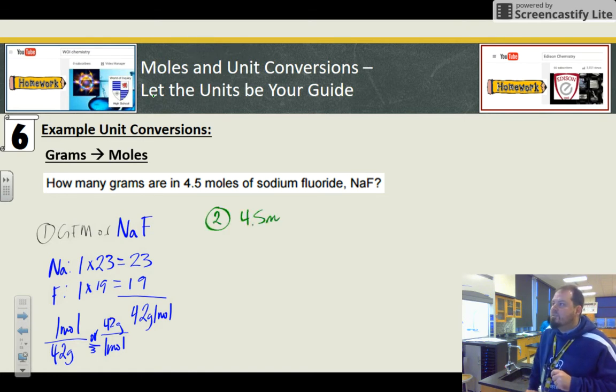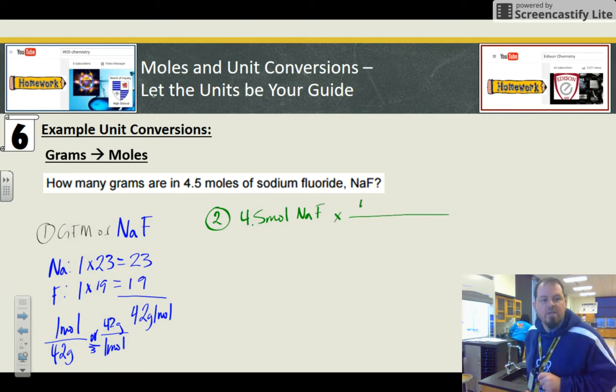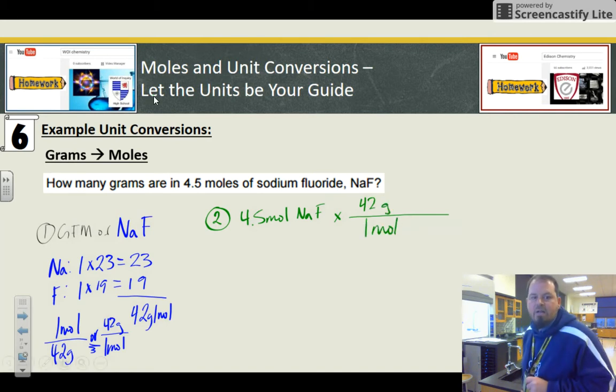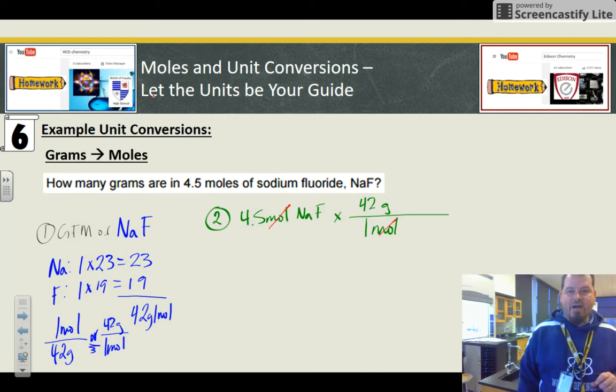because that's what the problem gives me. And I need to pick the conversion factor with moles in the denominator, so moles cancels and leaves me with grams. So in this case, it's the 42 grams over 1 mole. And now we have to do 42 times 4.5.